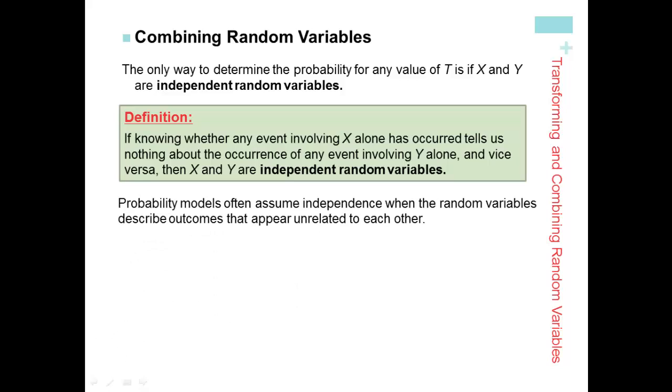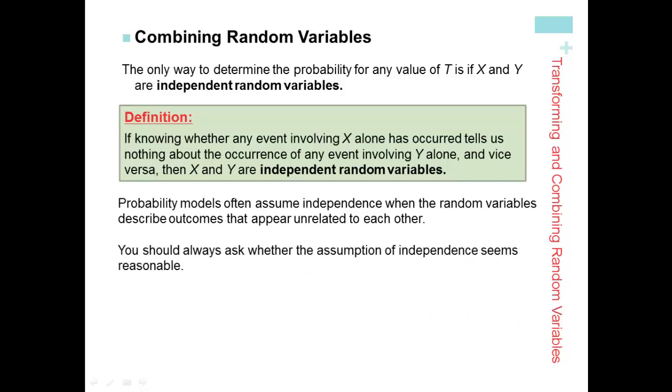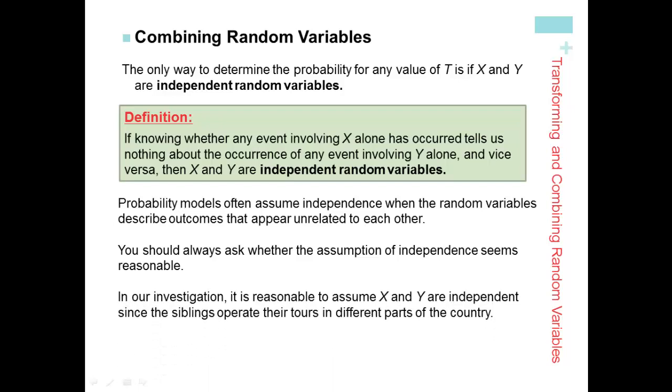Probability models often assume independence when random variables describe outcomes that appear unrelated to each other. You should ask whether the assumption of independence seems reasonable. In this investigation, it's reasonable to assume X and Y are independent, since the siblings operate their tours in different parts of the country. This would be different if the stores were side by side.